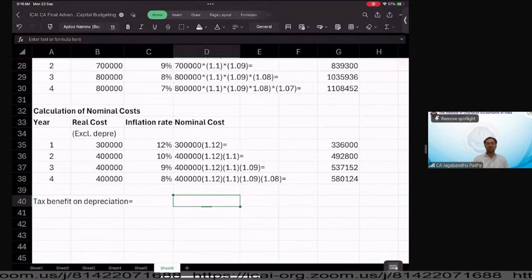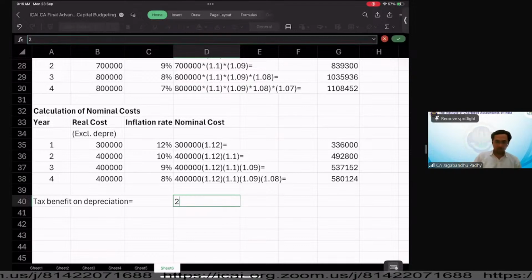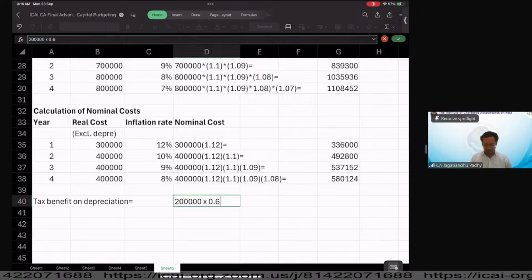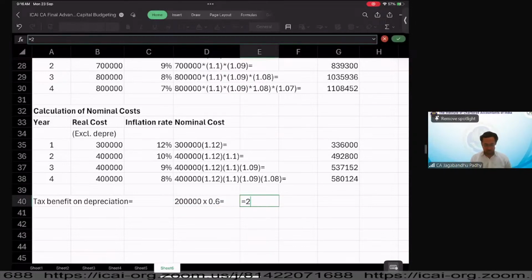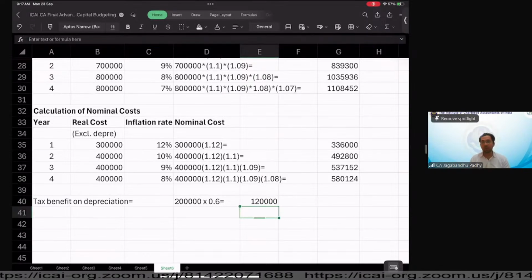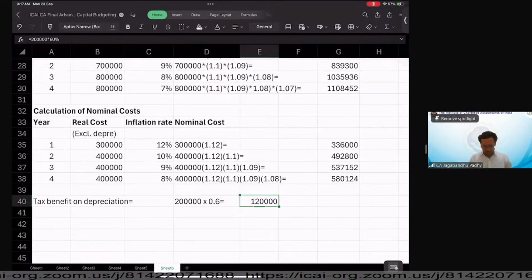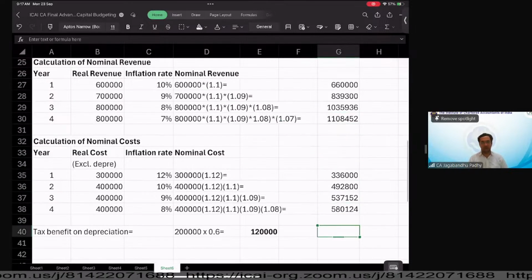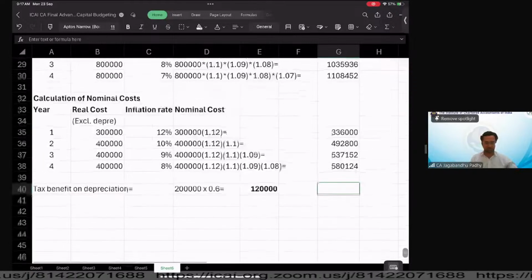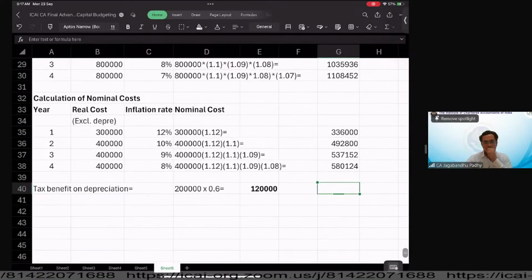What's the amount of depreciation? The depreciation is basically 2 lakh, but on that 60% is going to be saved because 60% is the tax rate. That's 2 lakh into 60%, which is 1,20,000. The tax benefit of depreciation is 1,20,000. We already have the nominal revenue, the nominal cost, and the tax benefit on the depreciation. Right?